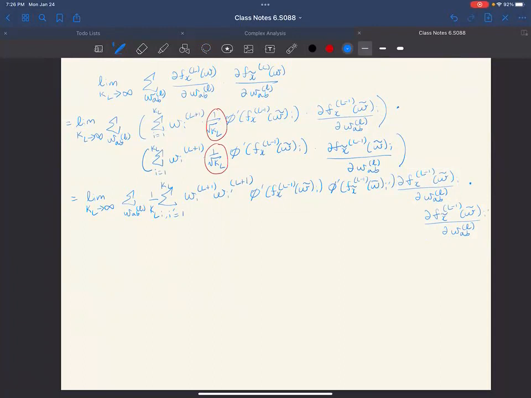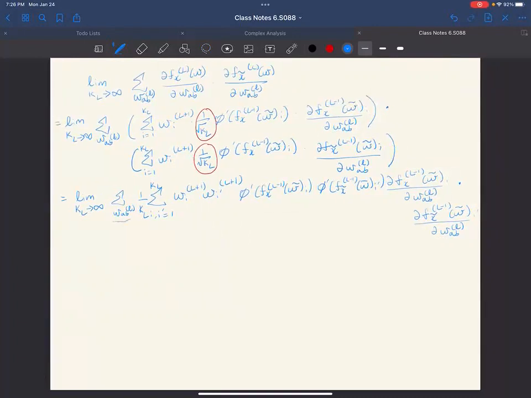Okay. Now we're going to do everyone's favorite trick, which is just to swap the order of the sums. I can do this right now. I don't have any infinite sums going on here. So I'll take my limit K_L to infinity. I have a 1 over K_L summation, i prime equals 1 to K_L. I have this massive set of terms.